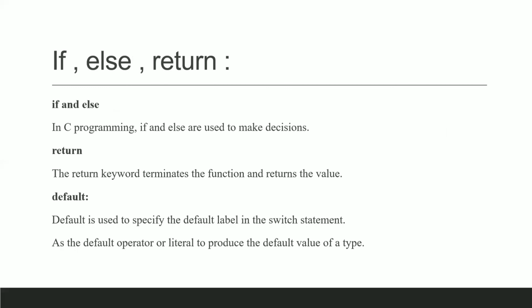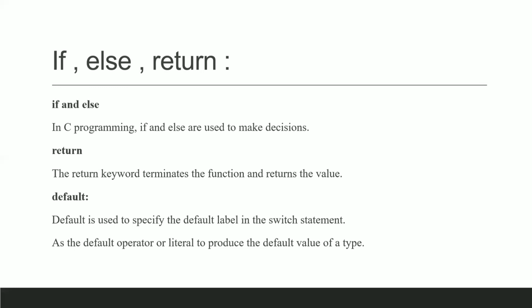If, else and return. We have conditional statements in C. They are if and else. If condition satisfies, statements in if block will execute. If not, the statements in else block will execute. Return is a keyword used to return something from function based on the return type used to declare the function.